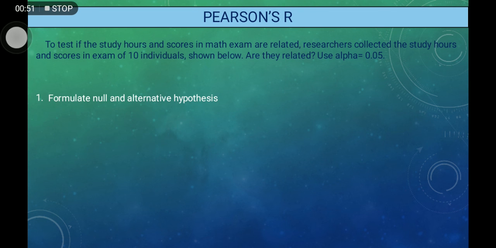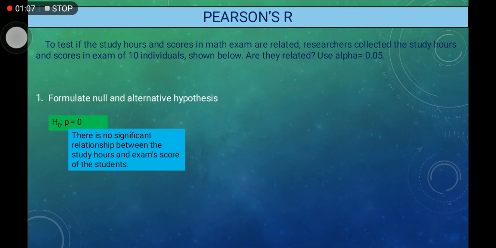First step, formulate null and alternative hypothesis. Sa null hypothesis, lagi lang tatandaan na equal sign. So, our null hypothesis is P equals 0. Therefore, there is no significant relationship between the study hours and exam score of the students.